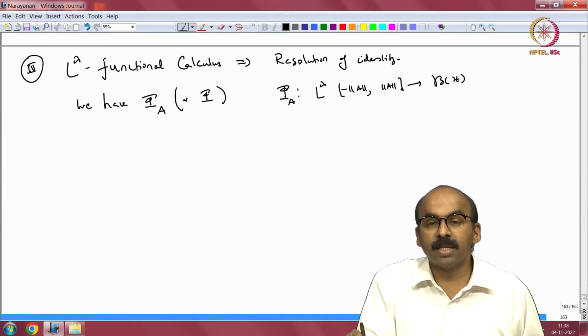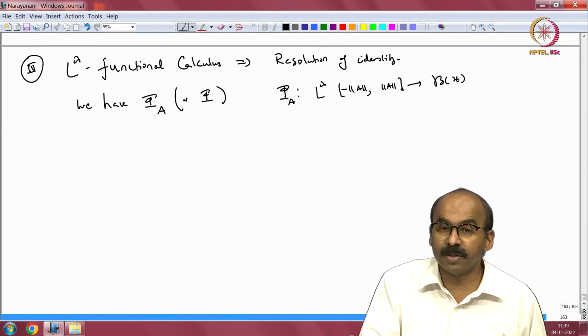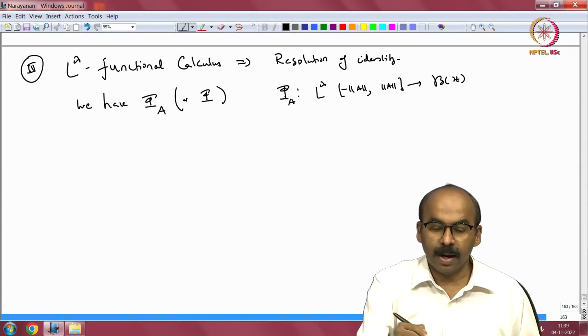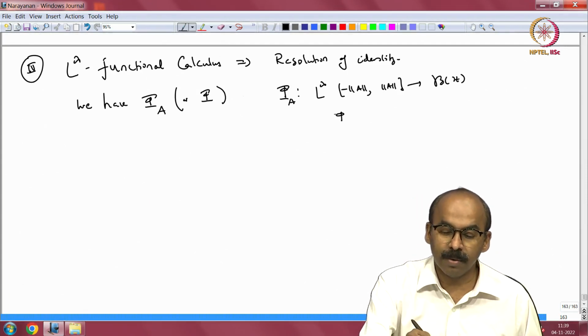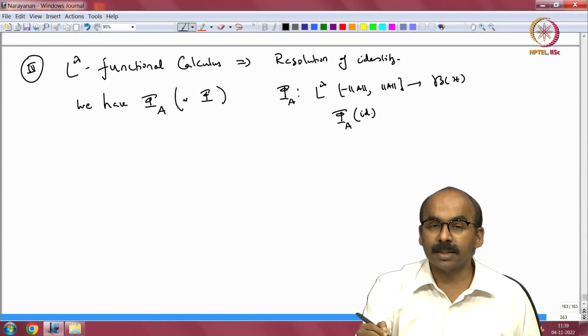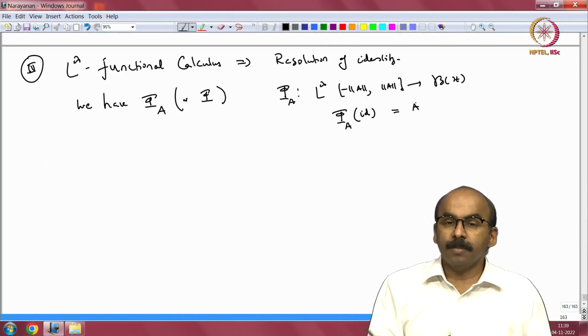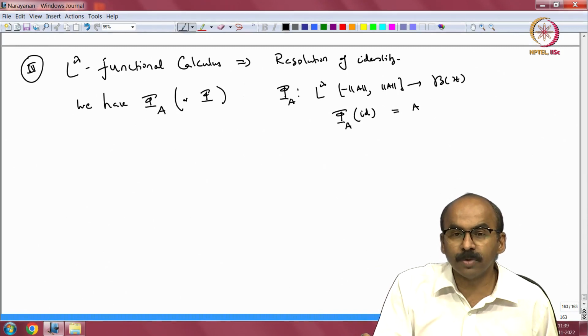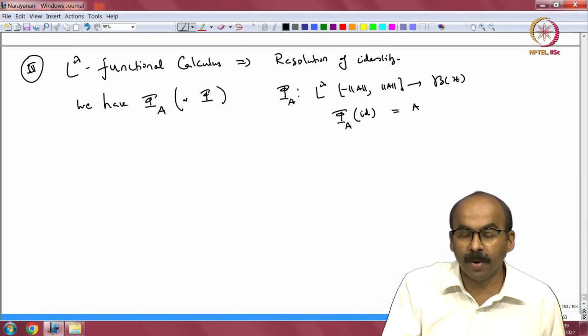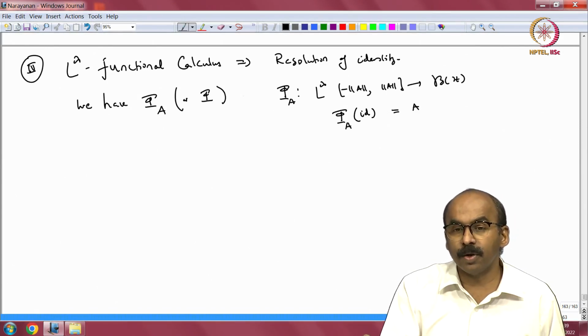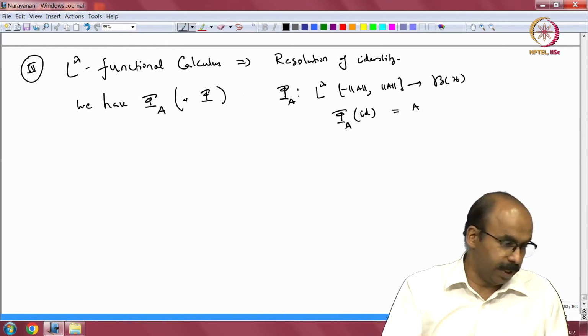It has all the properties we want. It is a star homomorphism, continuous, and the identity function goes to the operator A. That is something one should keep in mind: the identity function, Id of x equal to x, goes to the operator A. And it is a star homomorphism, so a product of functions will go to a product of operators. It is continuous, which means that the norm of phi g is less than or equal to the L infinity norm of g.